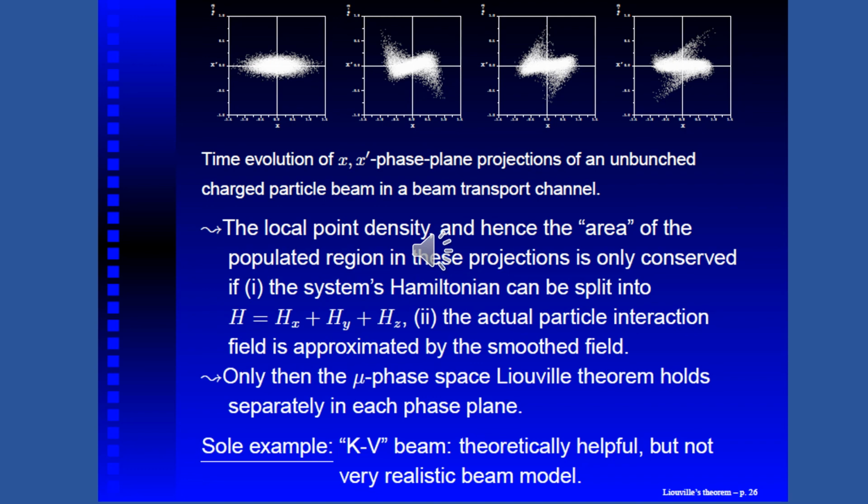if, number one, the system's Hamiltonian can be split into h equal to hx plus hy plus hz. Number two, the actual particle interaction field is approximated by the smoothed field. Only then does Liouville's theorem hold separately in each phase space. Now the solved example is of a KV beam, a theoretically helpful but not very realistic beam model.